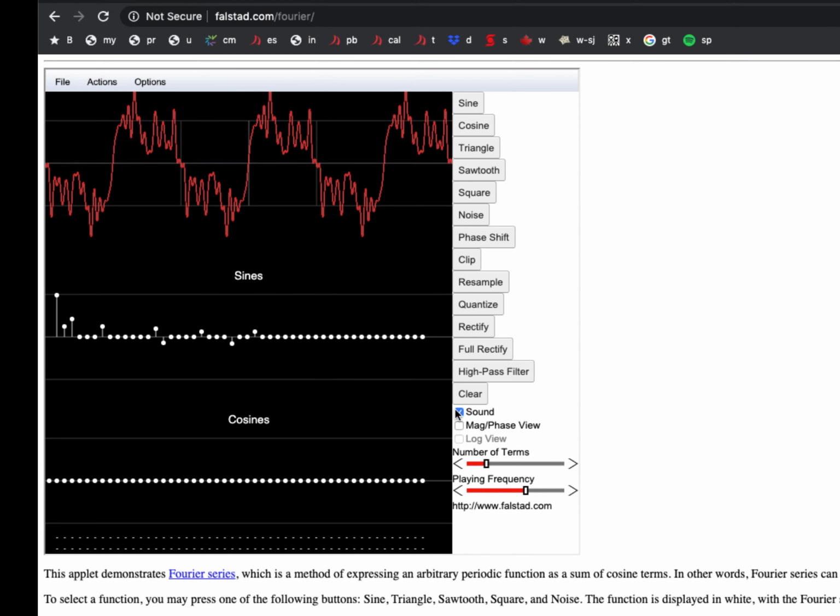and generate different tones. The study of this is called Fourier Series, which has a whole host of applications in signal processing, etc. We're not going to get into that in any more detail here.